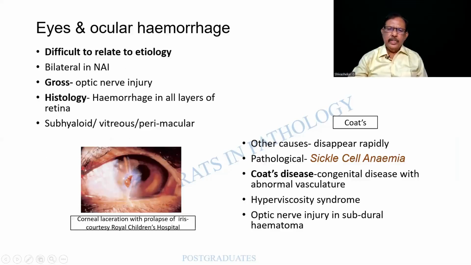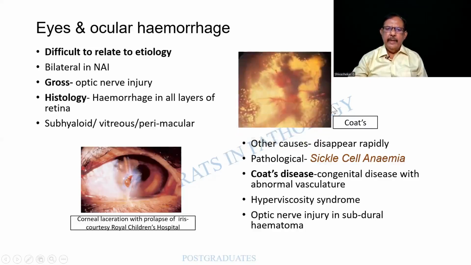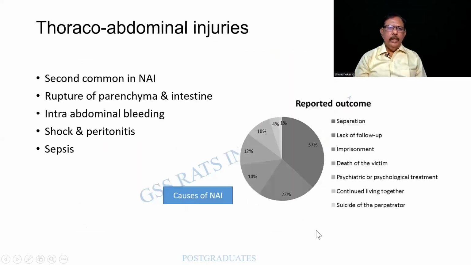There can be other causes which can be leading to hemorrhage. This one we are all quite familiar with: sickle cell anemia, leading to an obstruction. Coats disease is another one. It is a congenital disorder wherein there is a weakness in the vasculature. And here again, I'll be able to see this pattern of hemorrhage in the eye. The other causes are given over here.